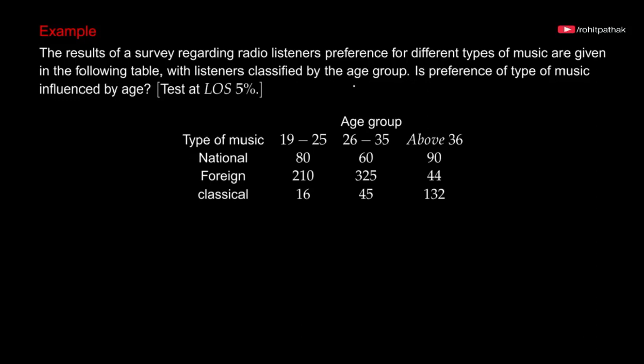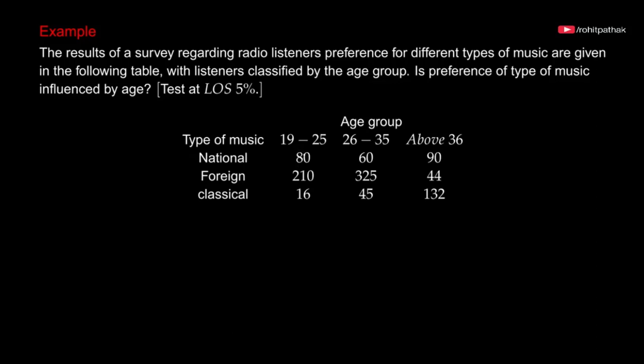Is the preference of type of music influenced by age? Here you have been given this data where type of music has three categories: national, foreign, and classical, and age group also has three categories: 19 to 25, 26 to 35, and above 36.